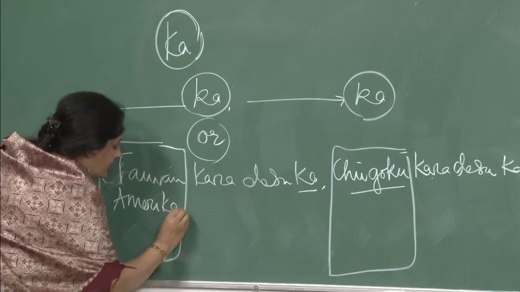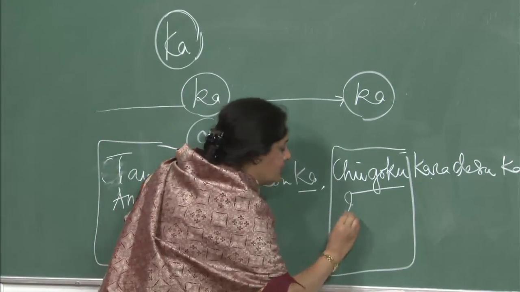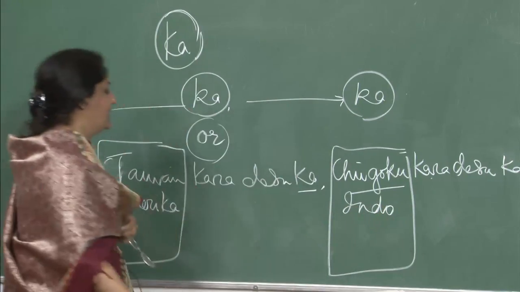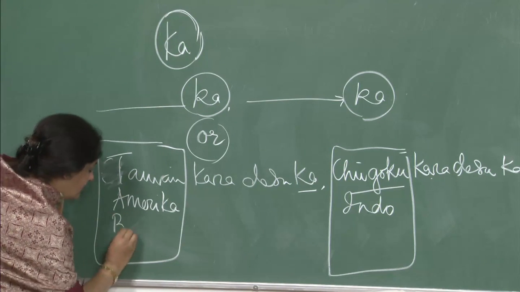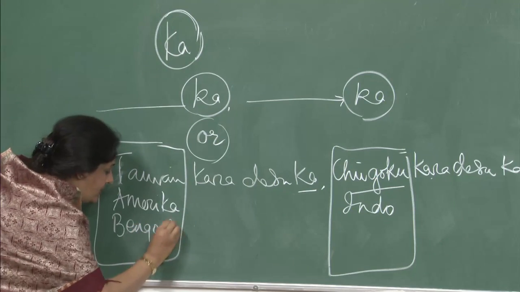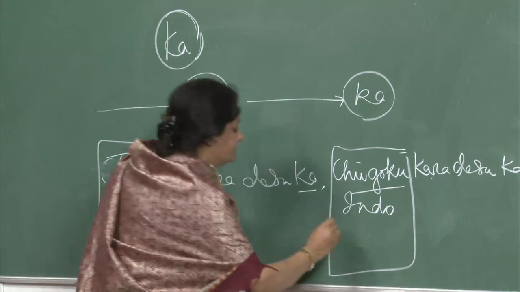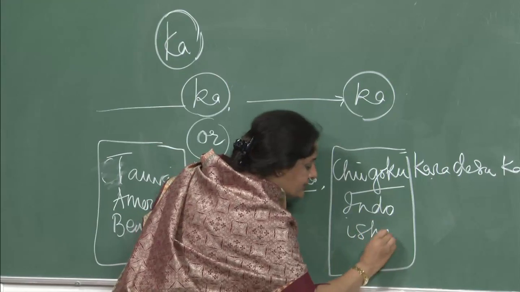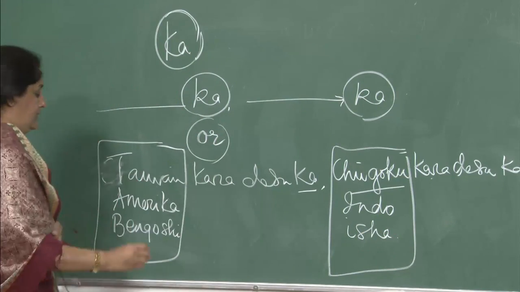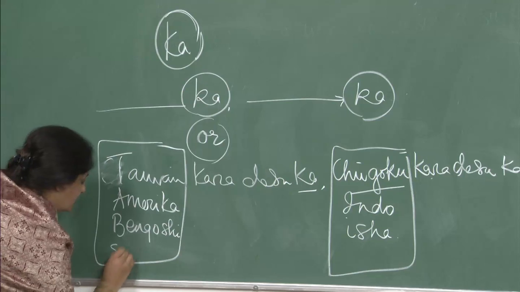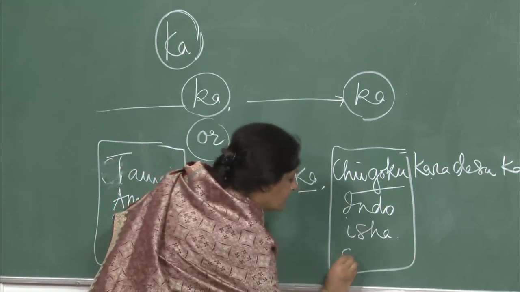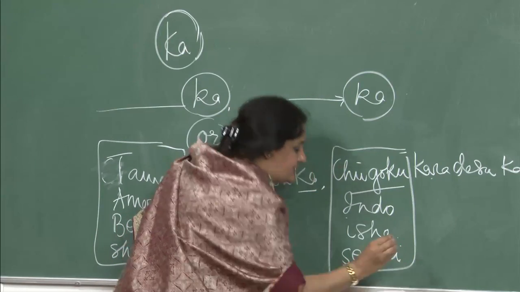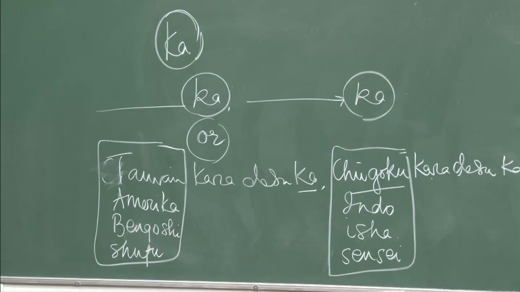America, Indo. America kara desu ka? Indo kara desu ka? Bengoshi desu ka? Isha desu ka? Shufu desu ka? Sensei desu ka? So anything you can ask, you can put any noun over there and you can ask for anything like this.